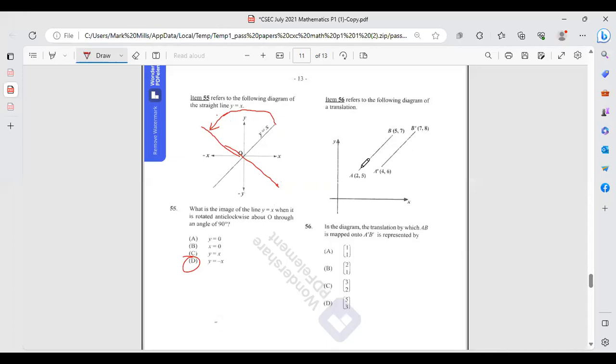56. From 2, you move to 4, then 5. B. From 5, you move towards 7, and from 7, you move to 8. What happened? 1, 2. 2 and 1. All right.